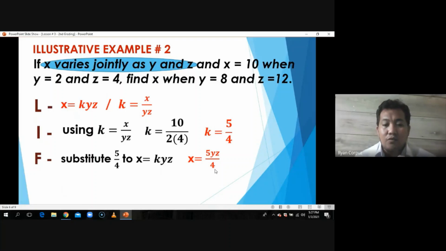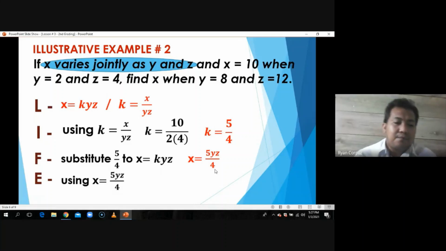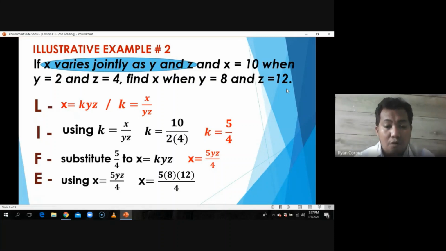So that's the new form equation. That new form equation is to be used on the last step. So using that x is equal to 5yz over 4, let us find out the unknown. Find x when y is equal to 8 and z is equal to 12. Just simply substitute it. We do have x is equal to 5 times 8 times 12 all over 4.